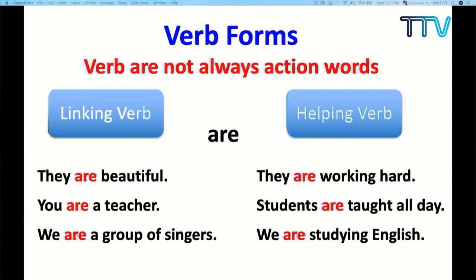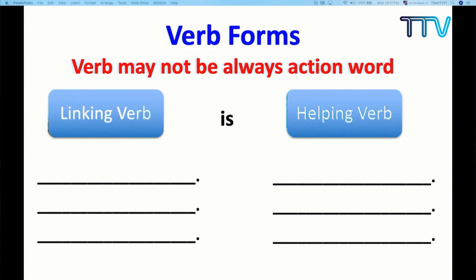Now let us take one exercise, verb form. Just like I've done with the verb are, I want you to look at this. A verb may not always be an action. This is what I have been repeating all the time. Whenever we say verb, it doesn't mean that it has to be an action verb. Why? Because we have helping verbs and linking verbs, which don't show any action.